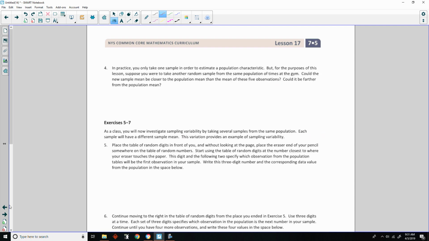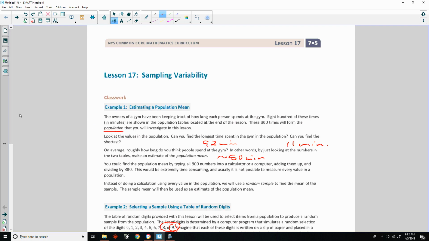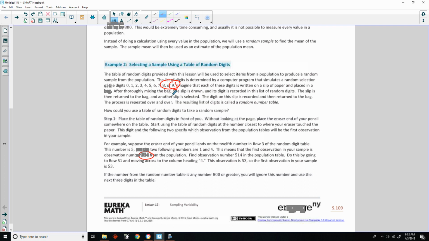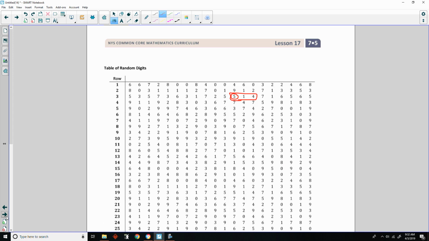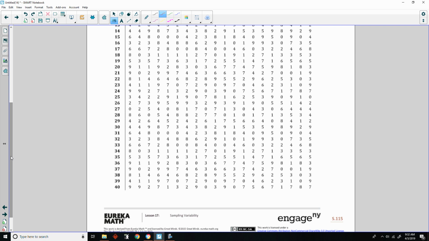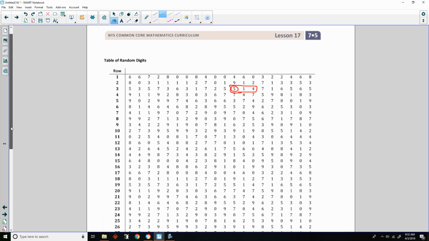Okay, so how is that working? For example, continue on from the position in the example started in step 1. So what was step 1 again? I'm just revisiting this, making sure we get this. Okay, so you put your pencil down on the paper, on this paper here. So obviously they landed on 716. How did they get that?